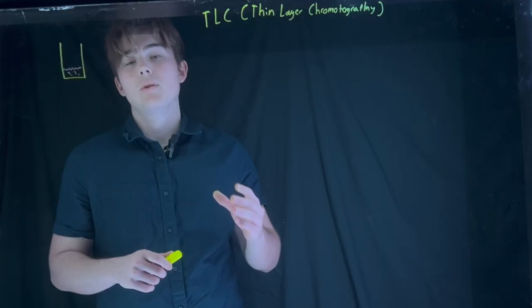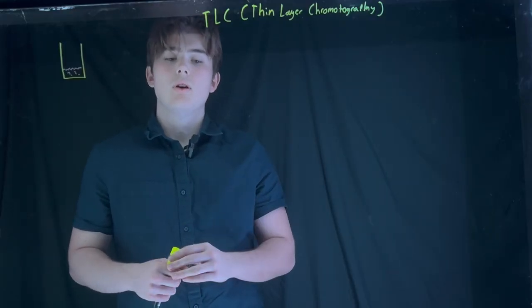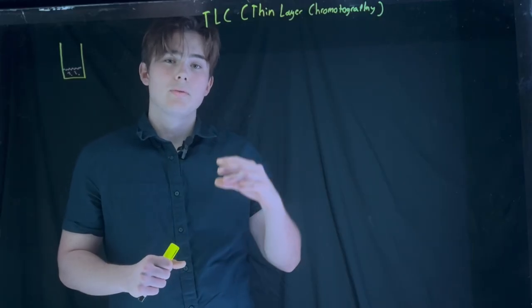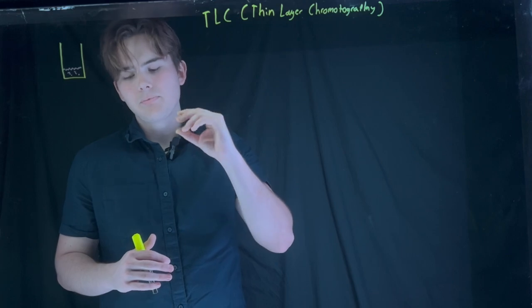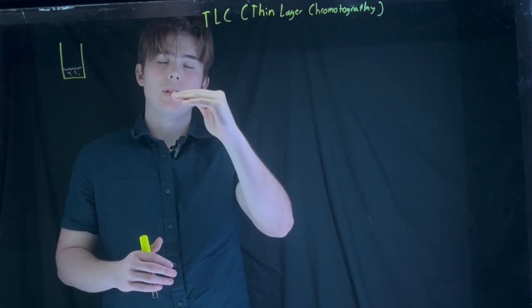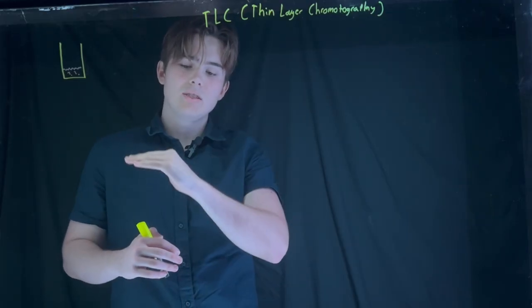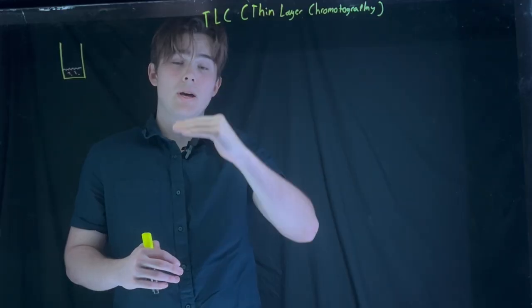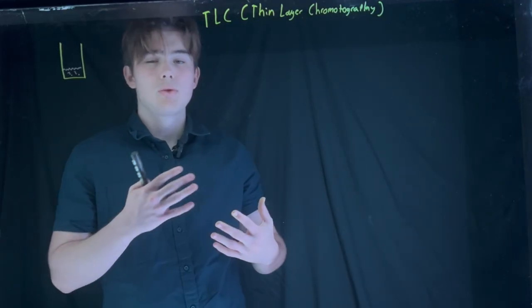We have an unknown amino acid that we're going to put into a solvent. Then we're also going to have some filter paper, and we're going to measure how far that unknown amino acid moves along the filter paper. We're also going to measure how far the solvent moves along the filter paper as well. Let's go through that a little bit more now.